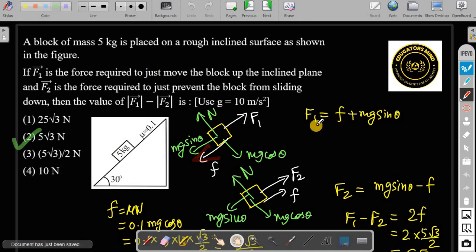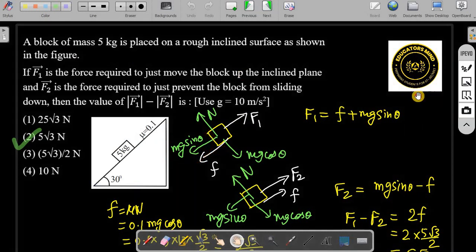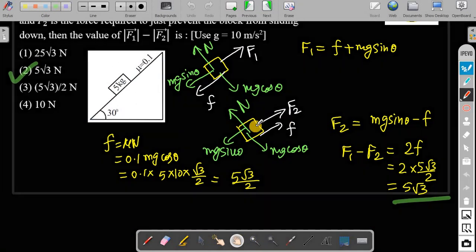So other forces you balance. So one thing is that you need to consider this as balanced only. So F1 will balance F plus mg sin theta, just it is balanced. And similarly when you try to prevent it, it has a tendency to move downward, so friction will act upward. So this time F2 plus F will balance mg sin theta, or F2 is equal to mg sin theta minus F, right?